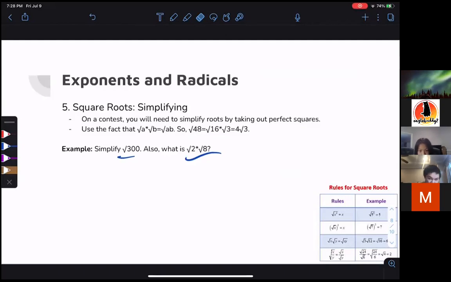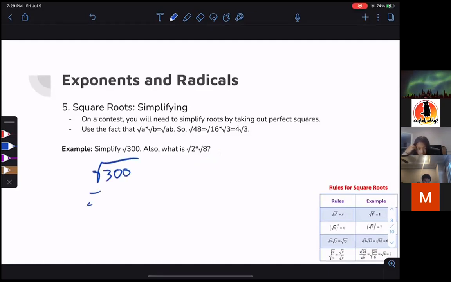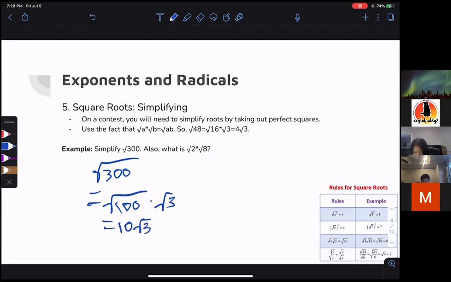All right, I see everybody's getting these correct. Okay, Vincent, you can go since you missed out last time. So looking at the square root of 300, we can factor out a 100, and the square root of 100 is 10. So the square root of 300 equals 10 root 3. And then the square root of 2 times the square root of 8 is the same as the square root of 2 times 8, which is the square root of 16, which equals 4.